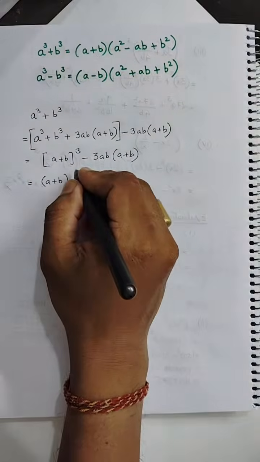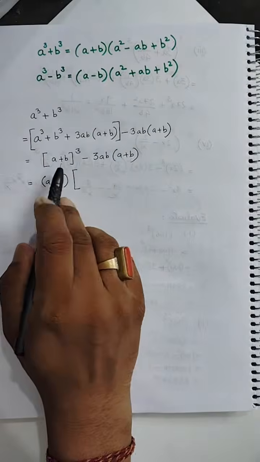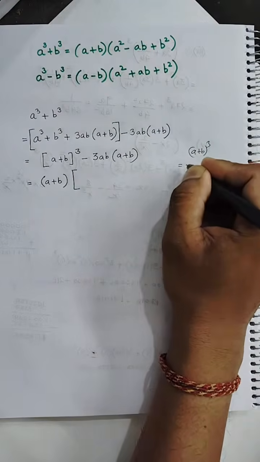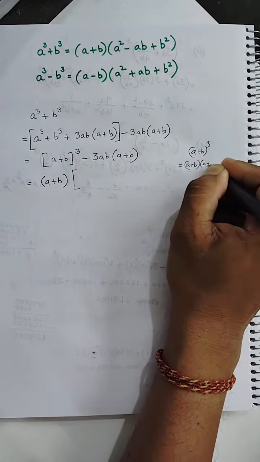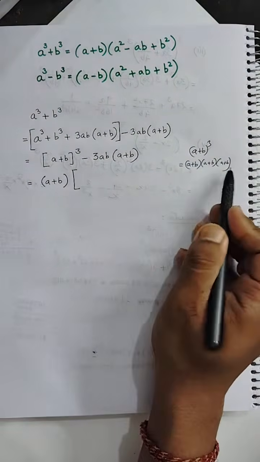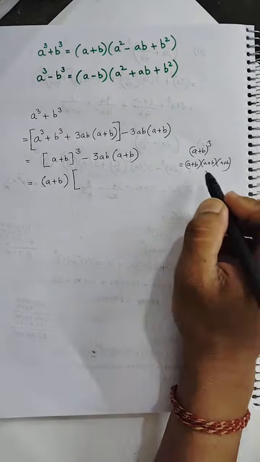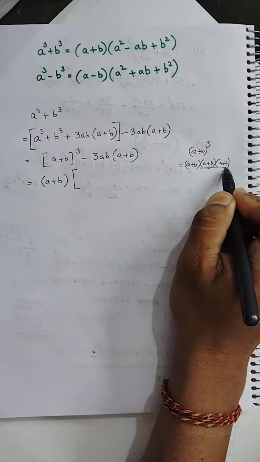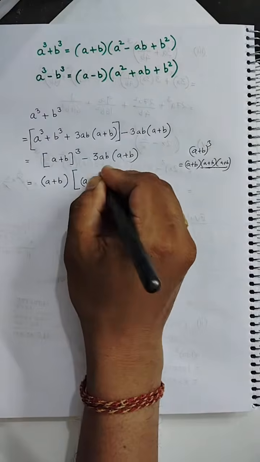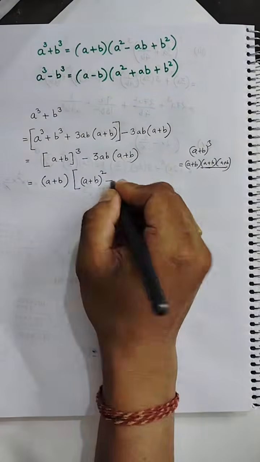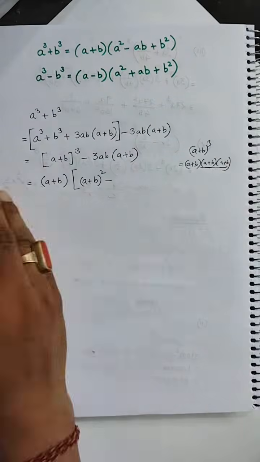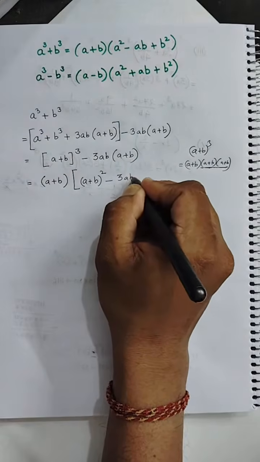Let me show this in the rough part. A plus b whole cube is a plus b, a plus b, a plus b. Is it visible? Yes. Out of these three a plus b's, we have taken one a plus b as a common factor. So we are left with these two, a plus b into a plus b, which will be a plus b whole square. Fine. And minus 3ab into a plus b. This a plus b we have already taken out as common factor and written outside, so we will be left with 3ab.